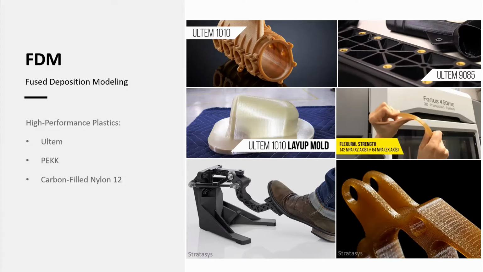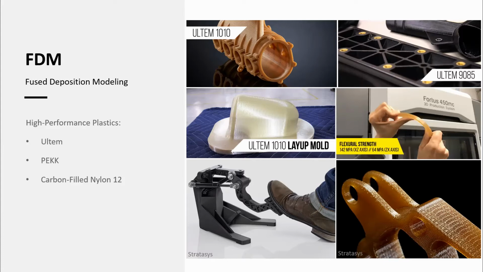Ultem is well known for its high temperature resistance, high chemical resistance, and strength. It's also food safe and biocompatible. It's the only material that we offer that is certified food safe. PEC is also tough and has high heat and chemical resistance. It also offers very good wear resistance. Carbon-filled nylon 12 is excellent for structural applications, and it has the highest stiffness to weight ratio of any of the FDM materials.